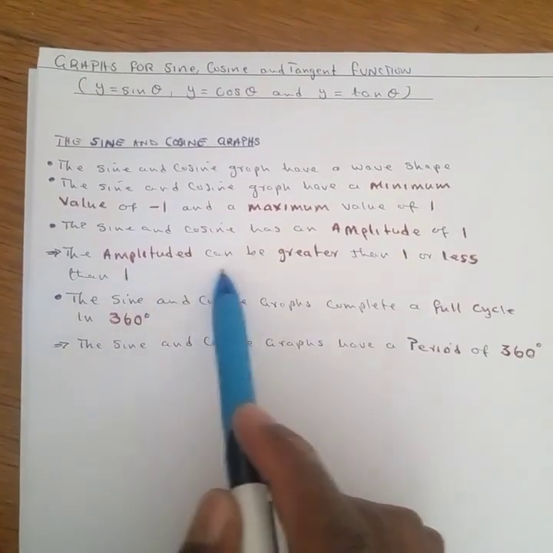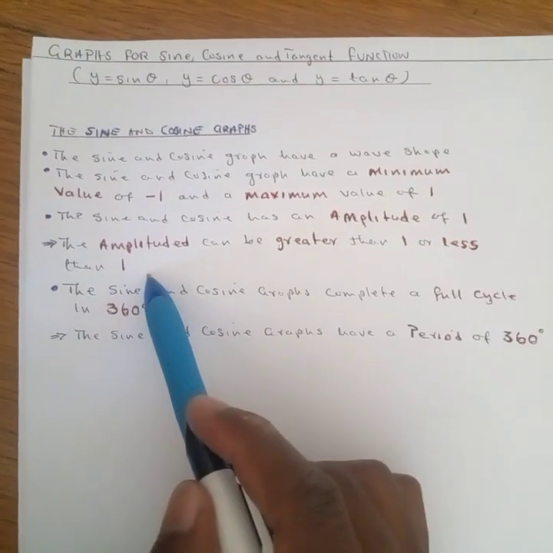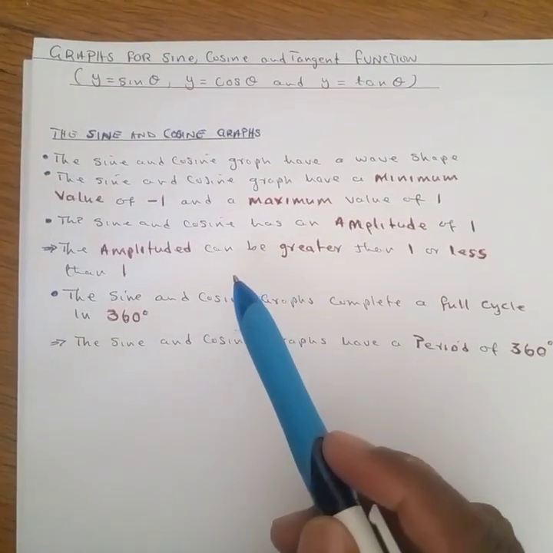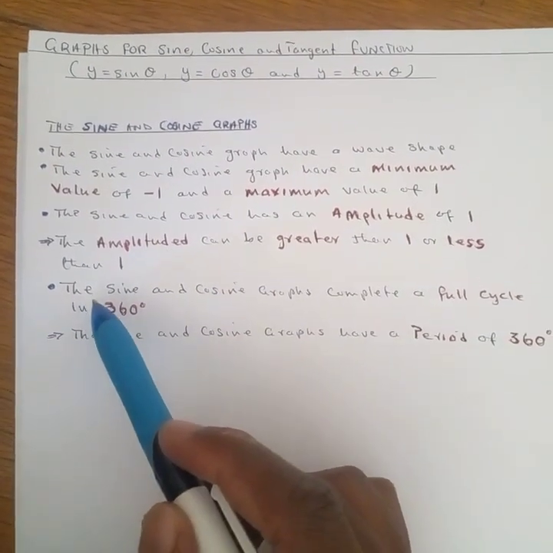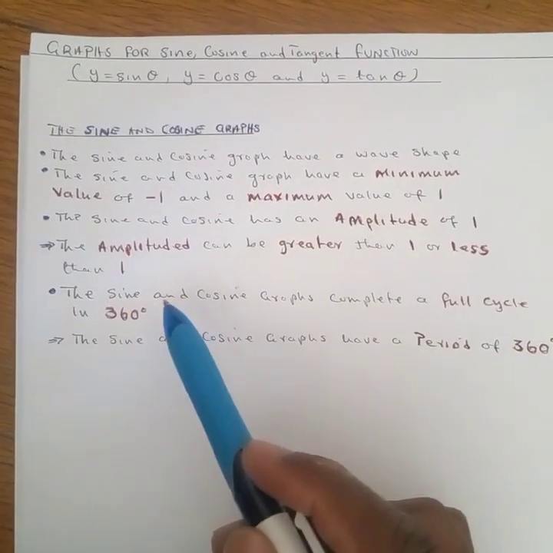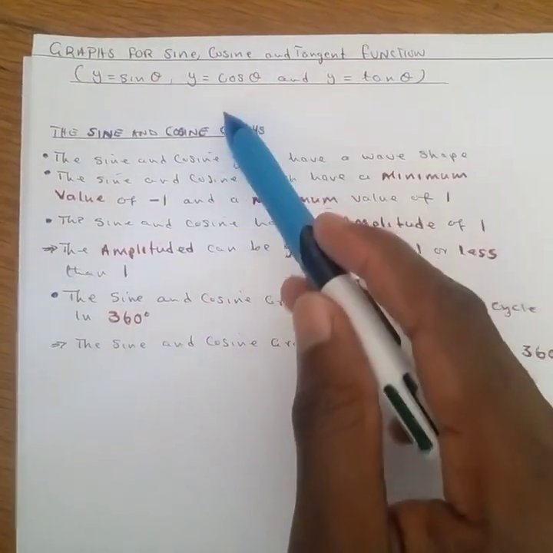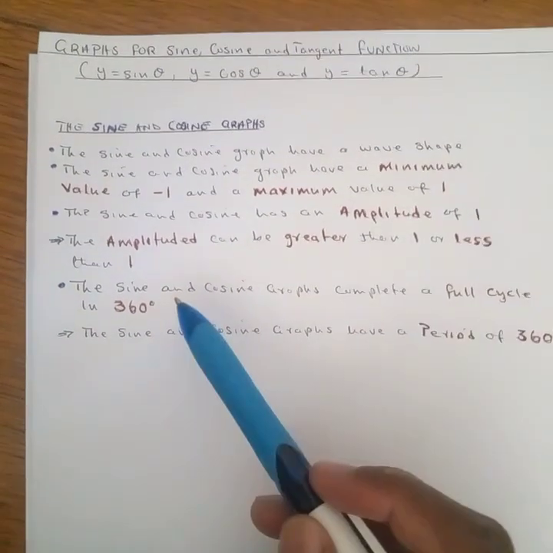The amplitude can be greater than or less than 1. Now, what is amplitude? Amplitude simply means half the distance between the highest and the lowest point of a wave. So half the distance between the lowest and the highest point of the wave.